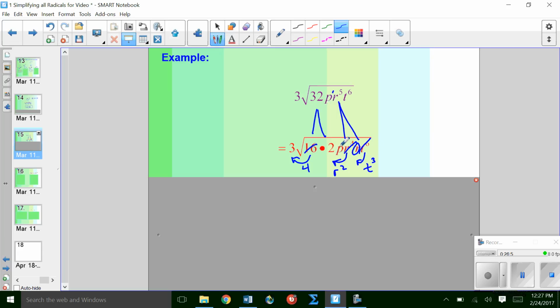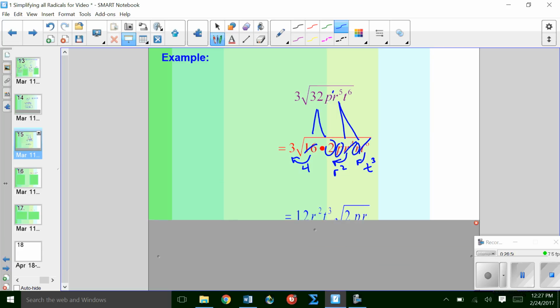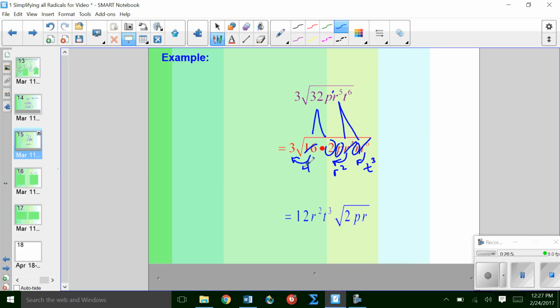What's left is an r, a p, and a 2 under your radical. And outside, the 4 and the 3 will multiply to give 12, and then the variables you just write next to each other. It's all multiplication.